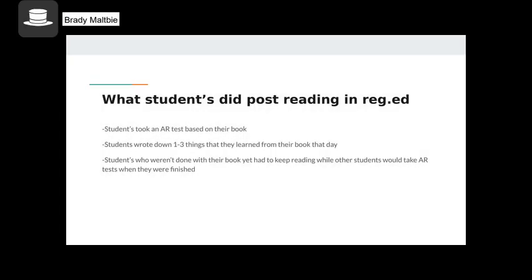As far as what students did post reading in regular education, students would take an AR test based on their book. Students would write down 1 to 3 things that they learned from the book that day. Not all students were able to take an AR test because they weren't done, but they were able to write some things down that they learned that day. Students who weren't done with their book would usually keep reading, but they would also write down 1 to 3 things that they learned from their book that day, and they did that in a journal.